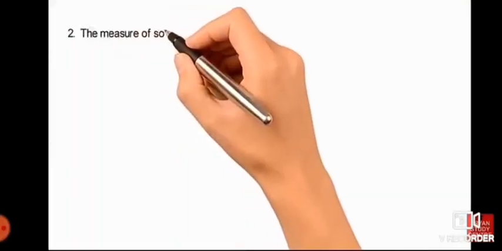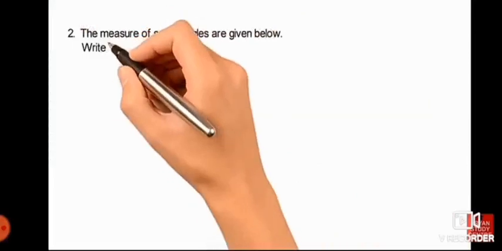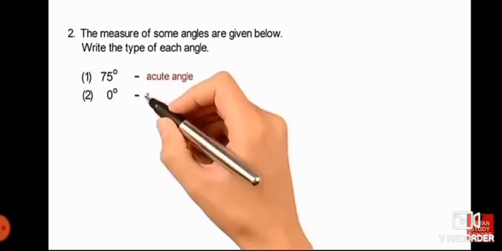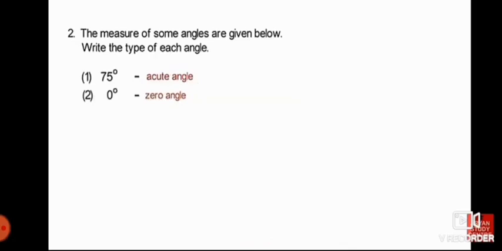Now begin with question 2. The question is, the measures of some angles are given below. Write the type of each angle. So the first one is 75 degrees. Is 75 degrees greater than 0 degrees and less than 90 degrees? Thus it is an acute angle. So you are going to write the answer: acute angle. Question 2, 0 degree. The angle itself tells which type it is. Zero angle. So you will write this answer.